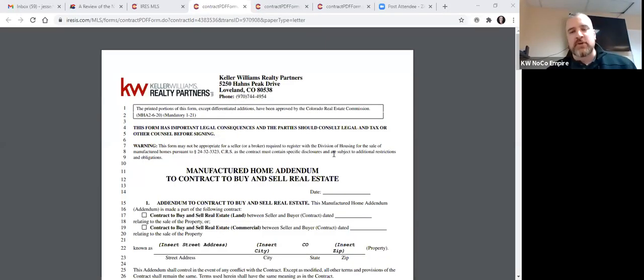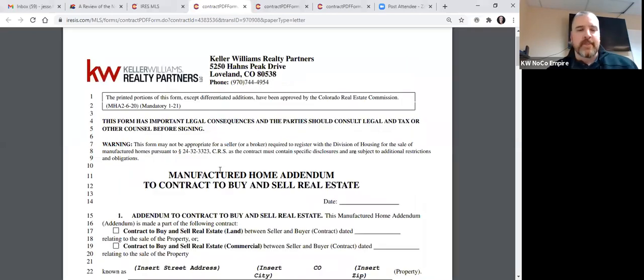So we're gonna switch gears here, and now let's talk about a manufactured home that is being sold in conjunction with the land that that manufactured home sits on, okay? So in that case, we're not gonna use the manufactured home contract. We're actually gonna use the manufactured home addendum, okay?